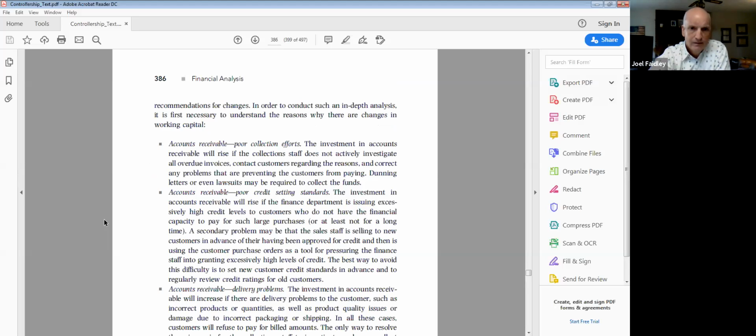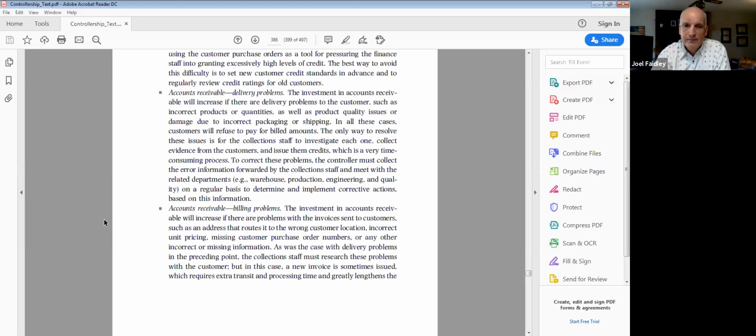Then on page 386, they do some great analysis here. That's why I would encourage you to keep this book with you in your career as sort of a desk manual. Accounts receivable, poor collection efforts, poor credit standards. I mean, sales will sell to anybody they can if they're getting a commission. Accounts receivable, delivery problems. To the customer, accounts receivable, maybe there's billing problems. That's the next one down there. Delivery problems, billing problems at the bottom of the page.